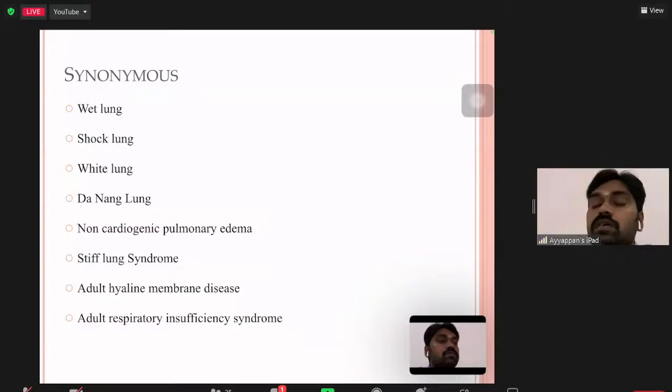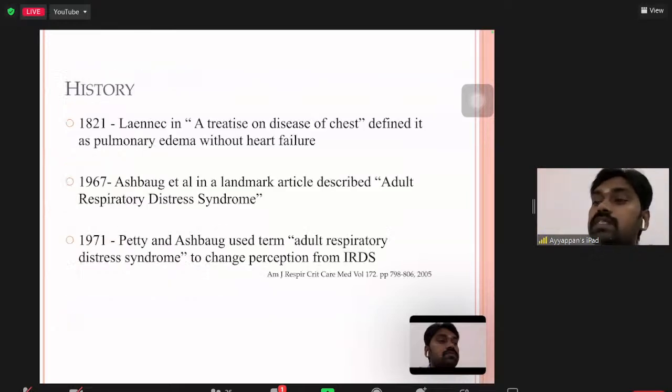So when the Vietnam War was ongoing, army personnel who sustained trauma, after an initial period of stabilization, during the first or second week of illness, succumbed to respiratory distress and died because of hypoxemia. So it was named Da Nang lung. It went on by various names until in 1967, a landmark paper by Ashbaugh et al.